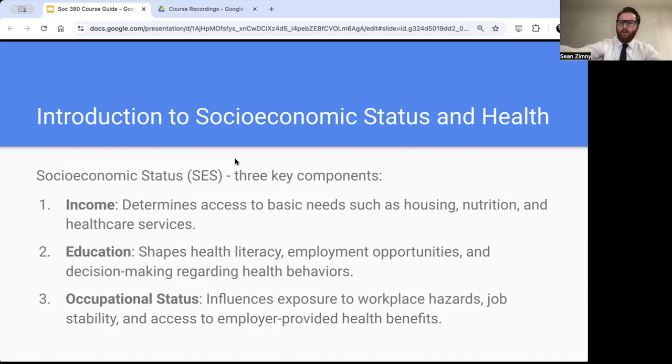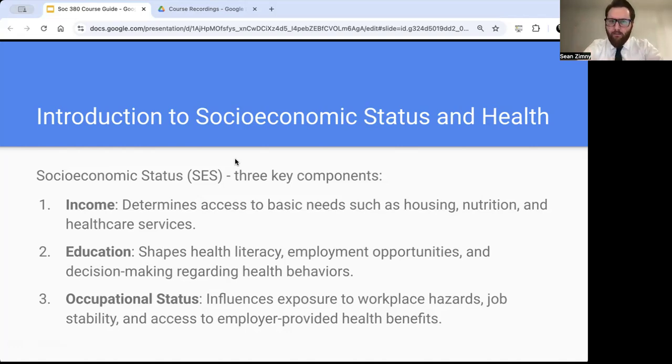So think about income. What are you bringing in? What are the resources that you're bringing in to meet these needs? Education, shaping your literacy and employment opportunities, what education you have and your ability to perceive things, discern knowledge and gain knowledge. And then occupational status, things like what is your job? Does your job have a lot of workplace hazards? Do you have job stability relating to income? What income you're going to have? Does your employer provide health insurance? Those sorts of things.